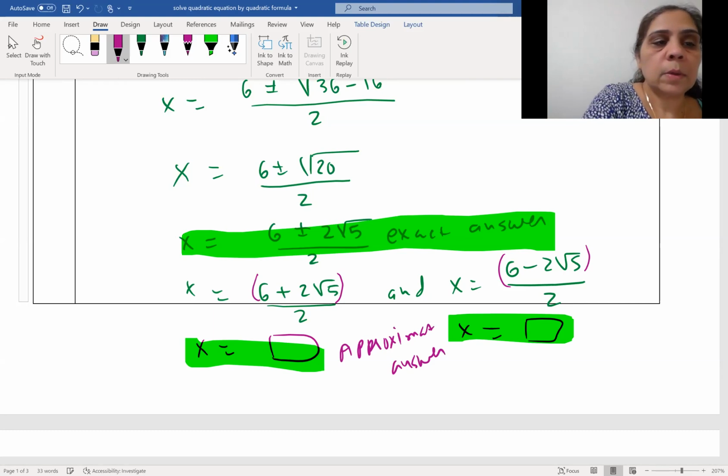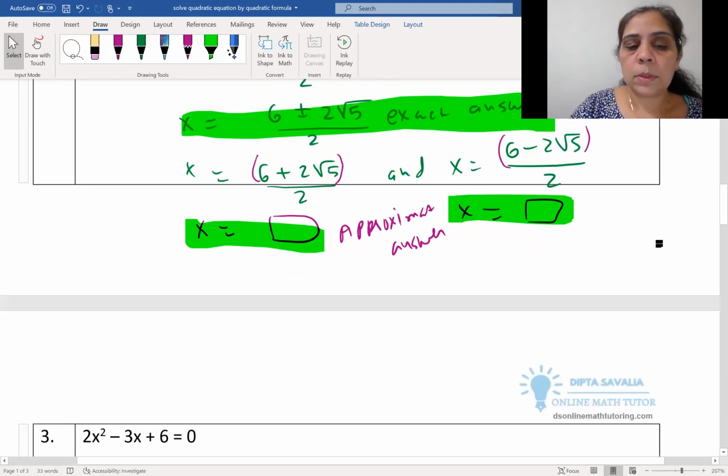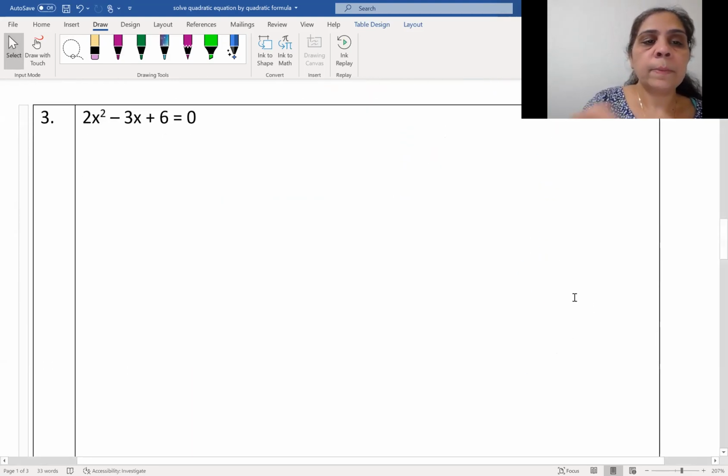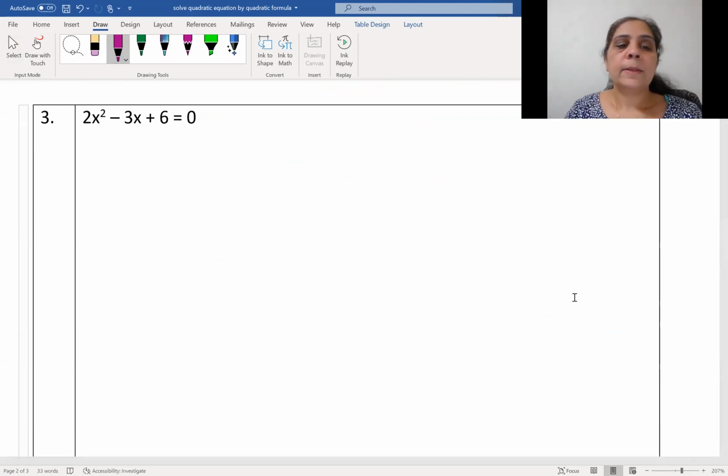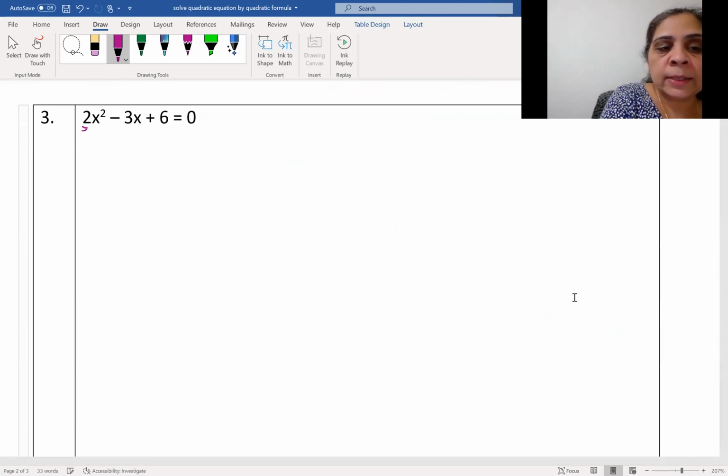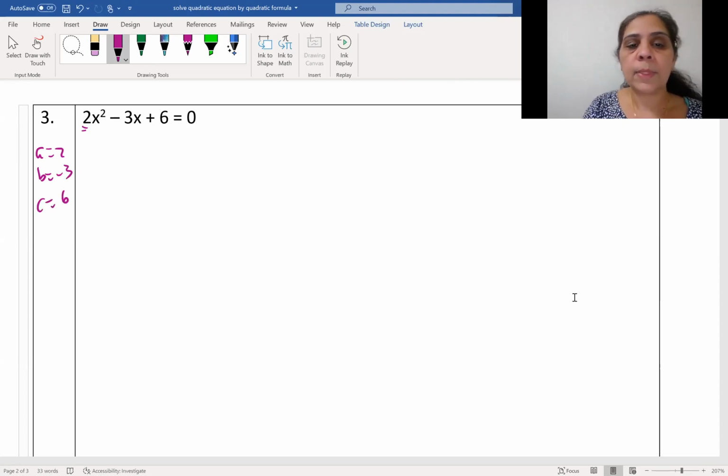All right, so let's see the next one here. We have the equation equal to 0. Step 1 is done. Now we just need to find A, B, and C. We did two problems already, so we know what A is. A is 2, B is negative 3, C is 6, and we will just plug into this formula.